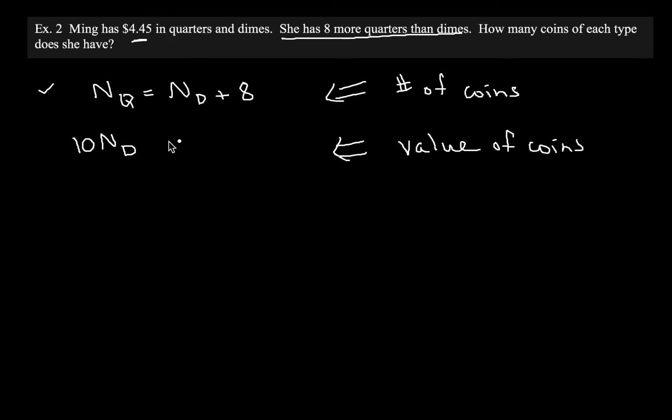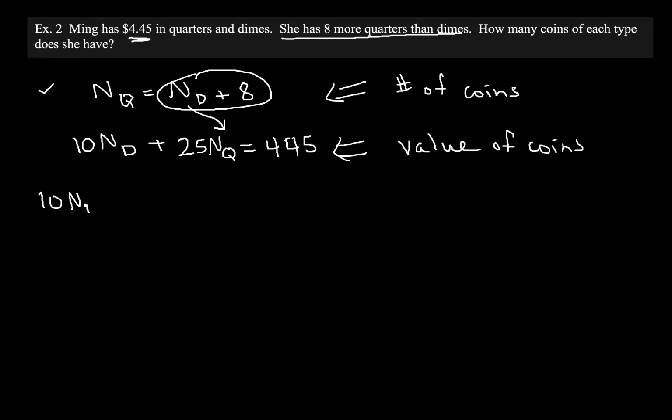So let's try this again. 10 times the number of dimes, because each dime is worth 10 cents. A quarter is worth 25, so it's 25 times the number of quarters, equals our value, which they give us right here, $4.45. Move our decimal point over, so we just get 445. And now this is a substitution problem, obviously. So we take number of quarters equals number of dimes plus 8, and we substitute it right in there where it says number of quarters. So we get 10 times the number of dimes plus 25 times the number of dimes plus 8 equals 445.